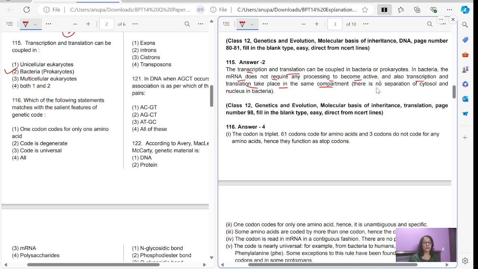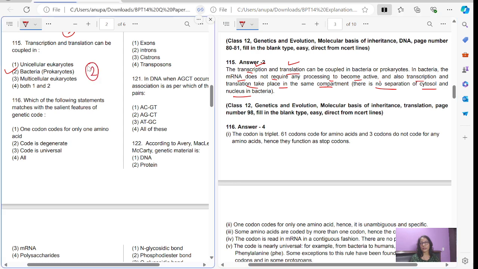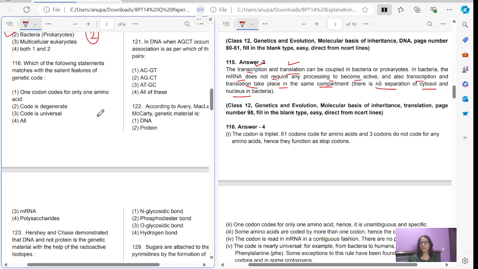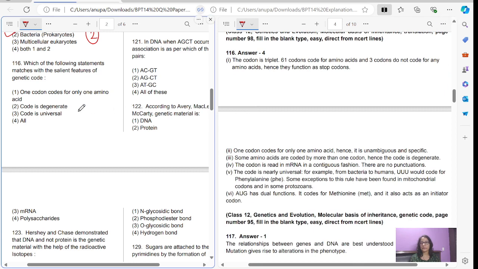Why? Because there is no separation of cytosol and nucleus in bacteria. And here translation and transcription can take place simultaneously. Hence, in prokaryotes, transcription and translation can be coupled. So the answer for this question will be option 2, bacteria or prokaryotes. Now, let's move to the next question, question number 116.